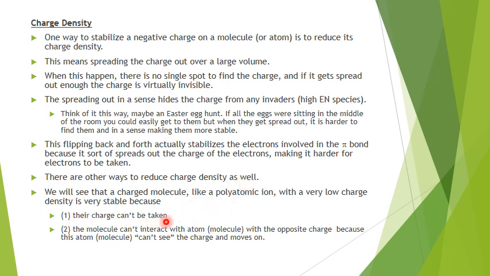So the charge can't be taken. The molecule can't interact with an atom with the opposite charge because the atom can't see the charge. It moves on. So if fluorine came by and looked at a sulfate, it might go, I don't see anything because it's spread. I sense there's a negative charge, but I can't find it. All right, and it moves on.